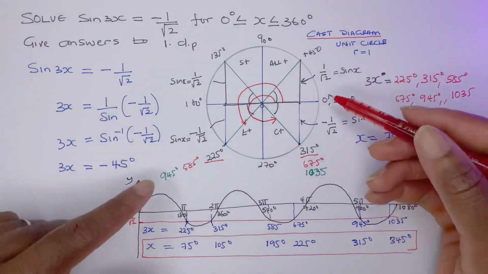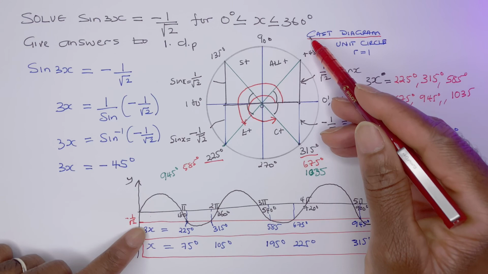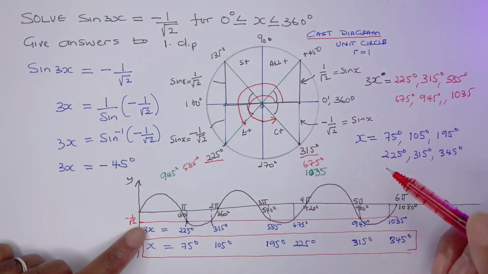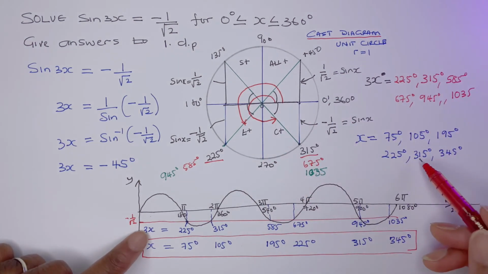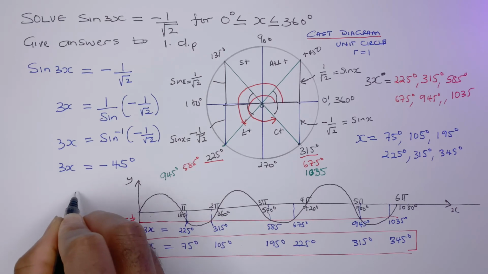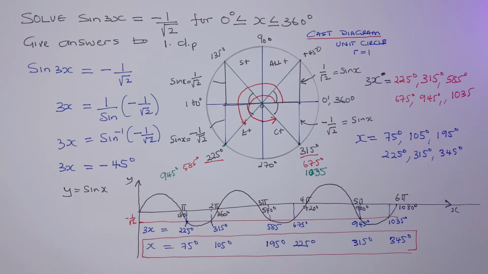You can do those using the CAST diagram. C for cos, A for all, S for sine, and T for tangent. You can use that to do that, or you might just use a straight sine function diagram to do that. So this is y. So the sine function diagram here is y equals sine x. So the expansion here, you can see that's all for 3x. You can see that's why we say 3x. So that's for 3x, and each one is an x there.